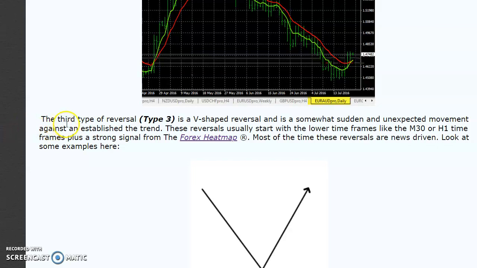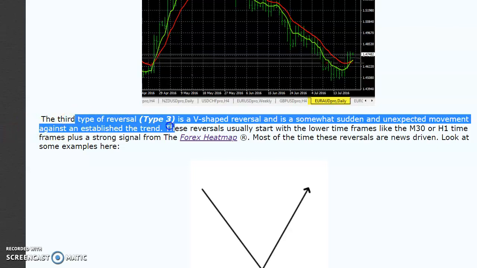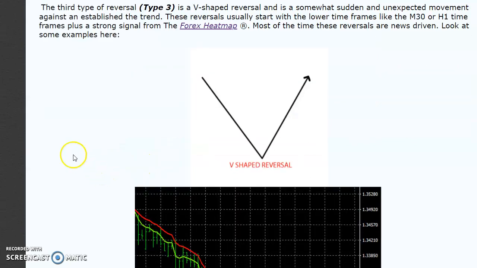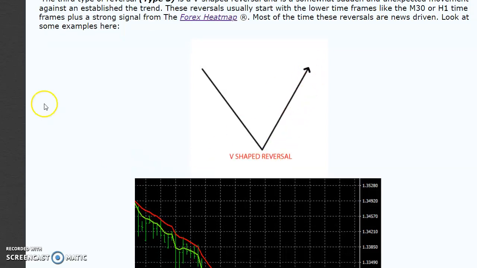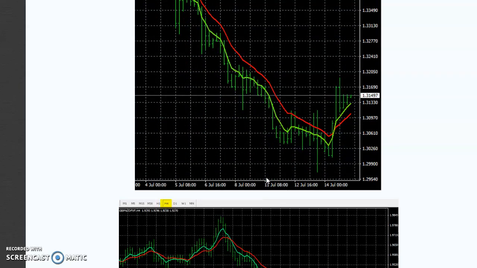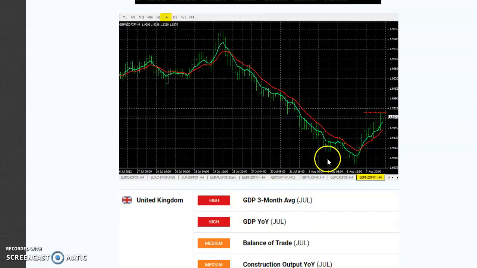This is the next type of reversal. This is a third type of reversal, type 3. And this is like a V-shaped reversal. It's a sudden reversal. So you have a currency pair that's coming down, down, down, down, down, and it just does a sudden reversal. Right back up, just boom. Going in the opposite direction. About 90% of the time, this is going to be a news-driven reversal.